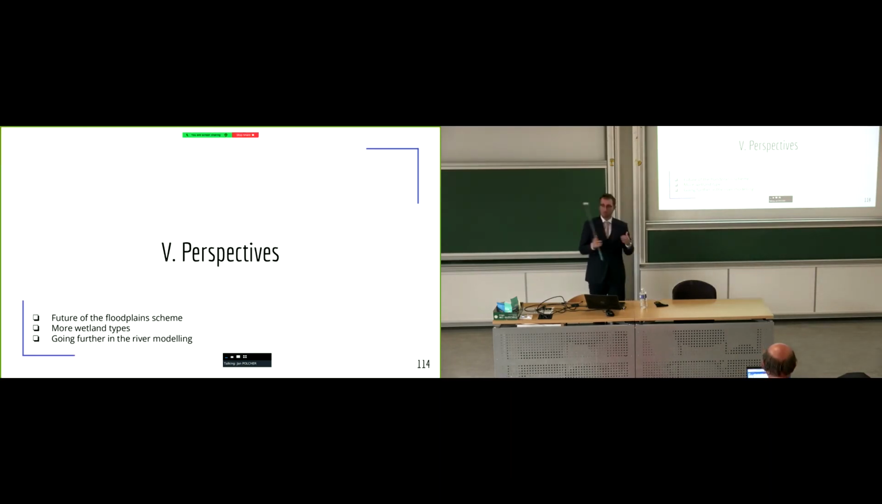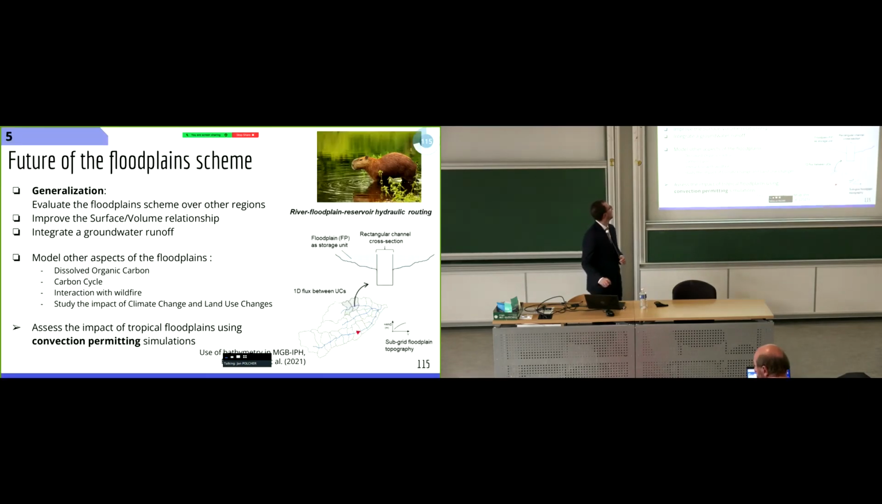So I will finish with some perspectives to this thesis work. First, what is the future of the floodplain scheme? First one, very important, is that we need a generalization of this floodplain scheme. So we have to evaluate it over other regions and other large floodplains. We can also improve the surface volume relationship by using, for example, an above nearest average or more complex methods, such as is done in other models. It could also be a good improvement to integrate groundwater runoff. And finally, the model could also integrate other aspects of the floodplain, such as dissolved organic carbon, the carbon cycle, interaction with wildfire, study the impact of climate change and land use changes, and also coupled simulation to assess the impact of tropical floodplains in high resolution simulation with convection permitting scheme.